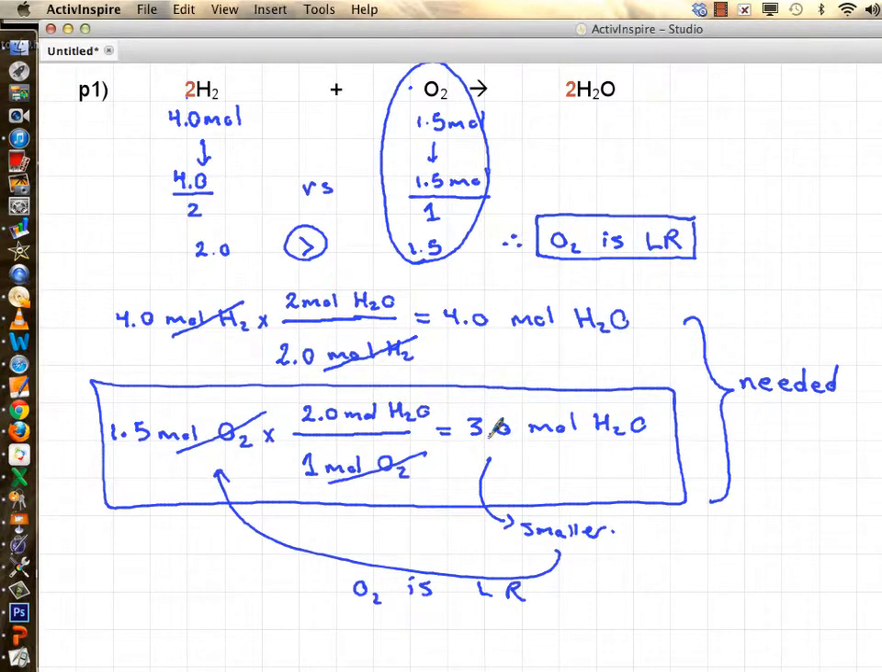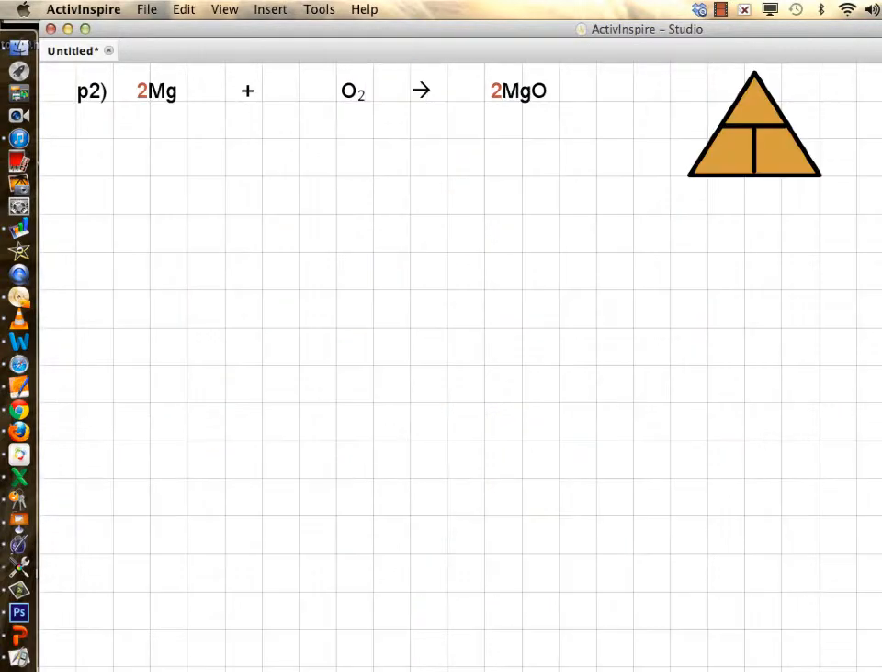Now let's do another problem. This time, instead of moles, I'm going to give you grams, and we are going to see what happens. So problem number 2, I have magnesium plus oxygen giving me magnesium oxide. I have 2 moles of magnesium for every 1 mole of oxygen, giving me 2 moles of magnesium oxide. A balanced equation is extremely important.